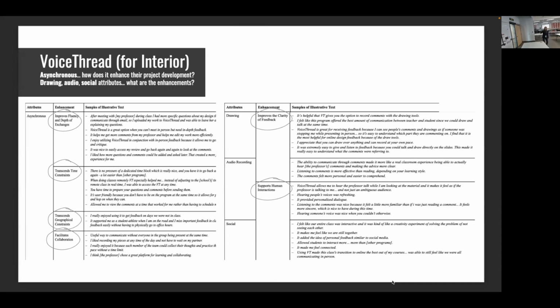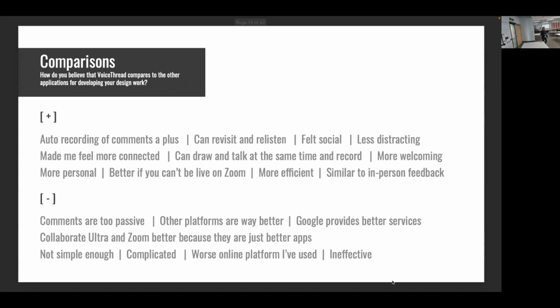And then we have other attributes: the drawing, the audio recording, the social, and there's a lot of other things too. So there were positives and negatives, because part of my past studies have also asked for them to compare, right? Like compare VoiceThread, and some of these are speaking to more recent studies where now they are a little bit more aware of other tools out there. Like we're not in the Ice Age, like 10 years ago, where they communicated mostly through email and Google. So positives, right? These are some of the things they said about VoiceThread and some of the negatives.